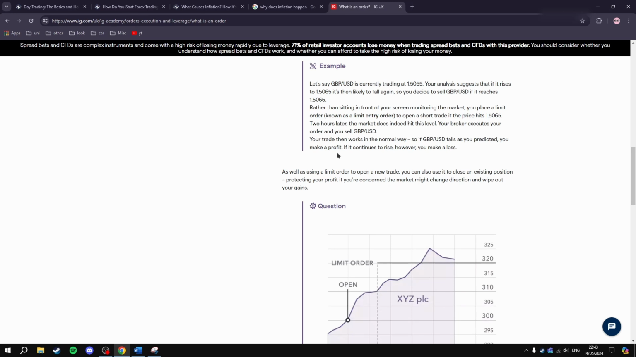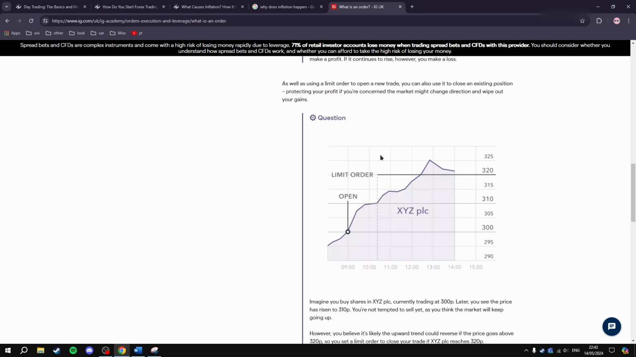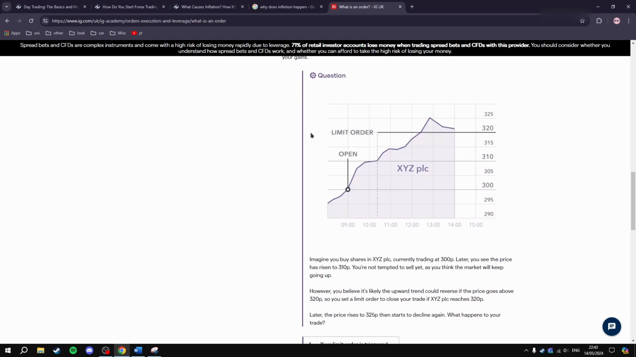Two hours later, the market does indeed hit this level. Your broker executes your order and you sell GBP USD. Your trade then works in a normal way. So if GBP USD falls as you predicted, you make a profit. If it continues to rise, however, you make a loss. As well as using a limit order to open a new trade, it can also be used to close an existing position, protecting your profit if you're concerned the market might change direction and wipe out your gains.